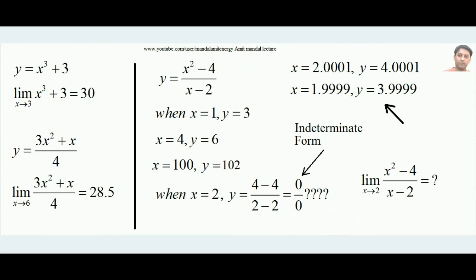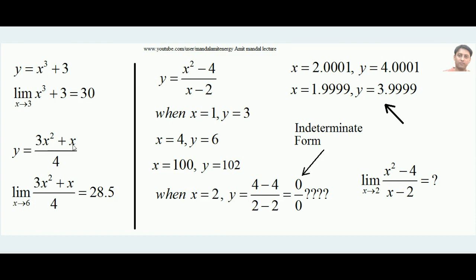Okay, now I am taking some more functions. Suppose y equals x cube plus 3. If you keep x equals 3, you will get answer 30. 3 cube is 27 plus 3 equals 30. So you can write it like this also: limit x tends to 3 of x cube plus 3 equals 30. It means the closer x is going toward 3, the closer y is going toward 30.